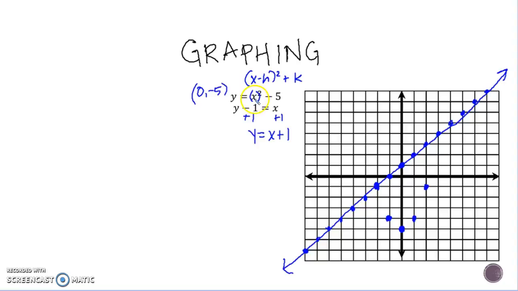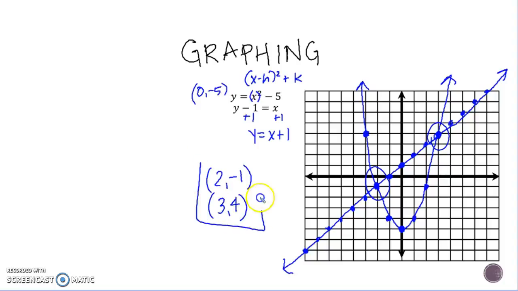If I plug in a 2, 2 squared is 3 squared is 9, 9 minus 5 is 4, and there's my other intersection. I can put that on this side. So whenever I connect my points to get my U shape, I see that I have two intersections. One is at 2, negative 1, and one is at 3, 4. So I have two solutions to this system, 2, negative 1, and 3, 4.